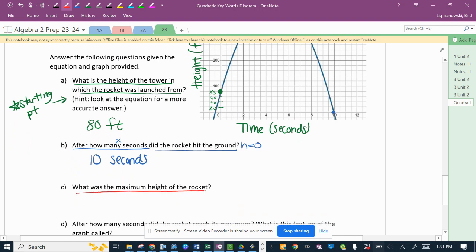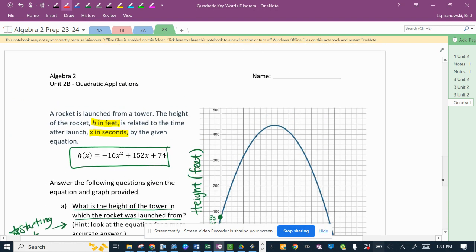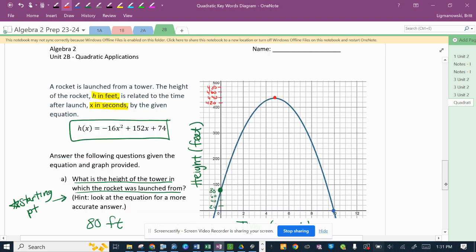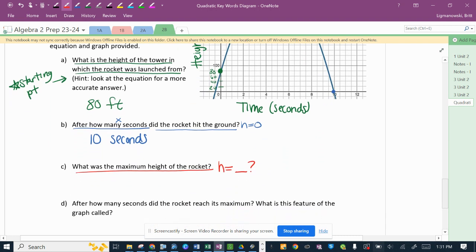What is the maximum height of the rocket? So we're looking for the height, so we're looking for h or the y. So my maximum is about here, and I would say just shy of that tick mark. So we're going to round up. So again, we said our scale was at 20s. So let's just double check. 420, 440, 460, 480, 500. So we're going to round it up to about 440. If we were using Desmos, we would have an exact number, but we don't. So 440 feet.